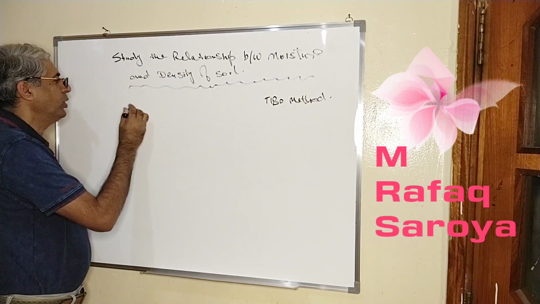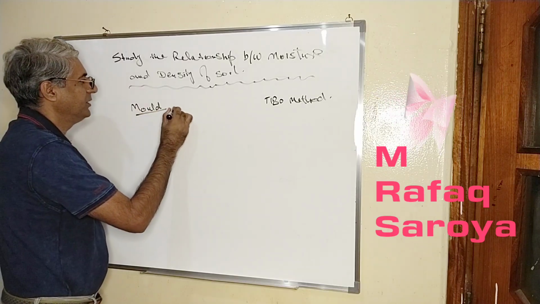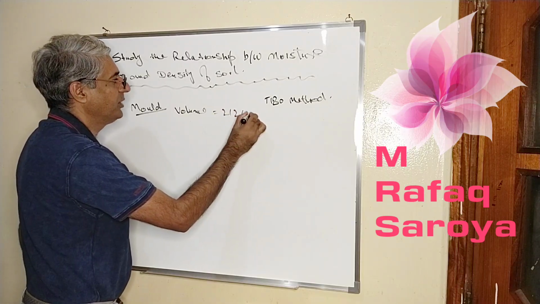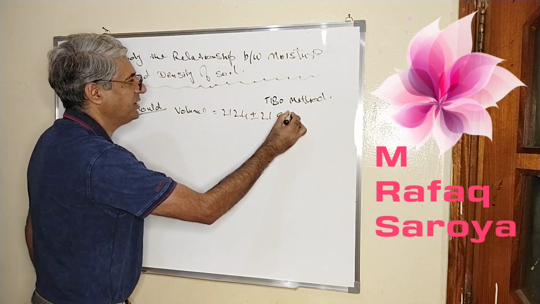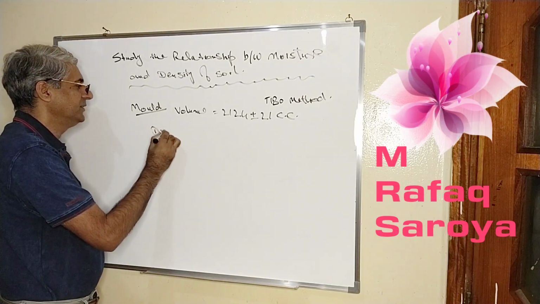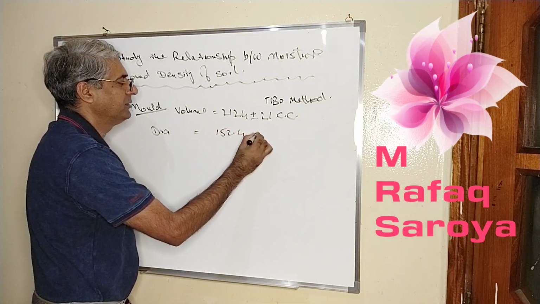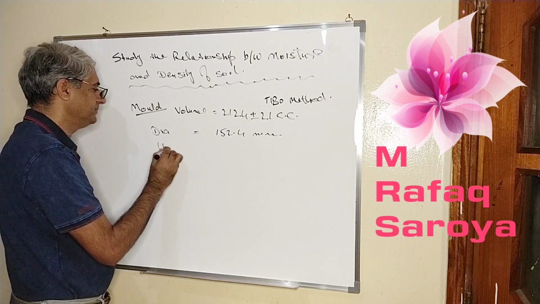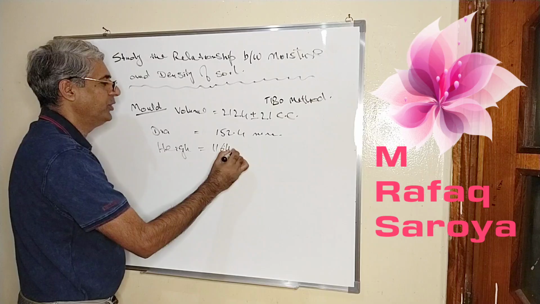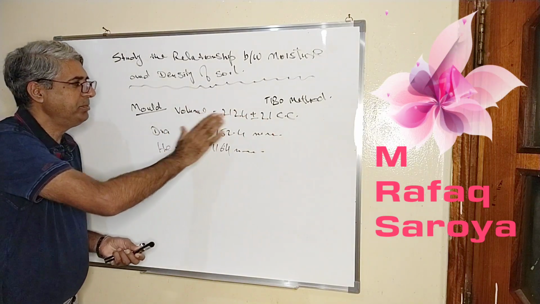First of all, the mold which we are using, we need to know its volume. It is taken as 2124 plus or minus 21 cubic centimeters. This is the volume. And the internal diameter is taken as 152.4 millimeters. Then the height is 116.4 millimeters. Now, this is just a brief introduction about this mold.